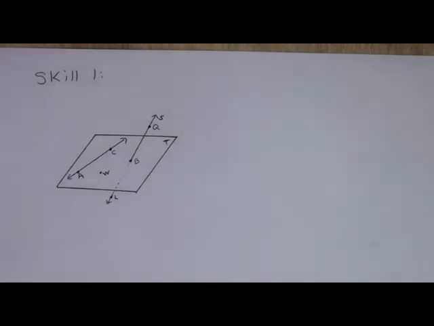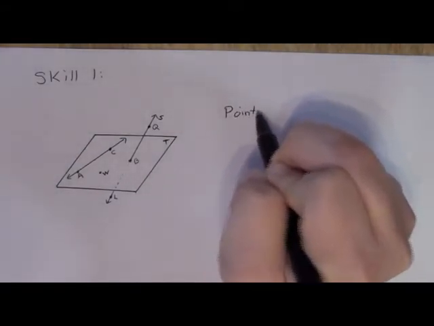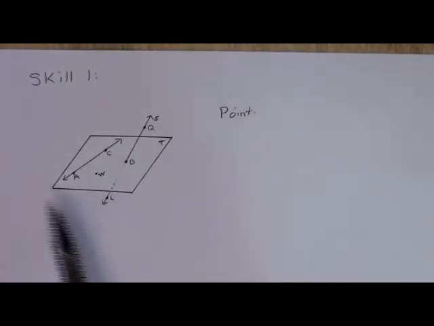Geometry 1, Chapter 1 Test, Skill 1. You should be able to name from a picture all of the vocabulary from Chapter 1 that we've used. So for example, the first vocabulary word is point. And here's a picture. We have a plane with some points and some lines and some rays, various things on it.